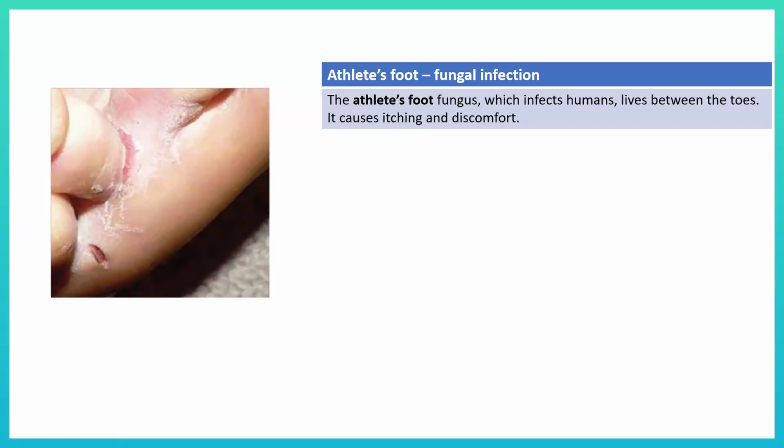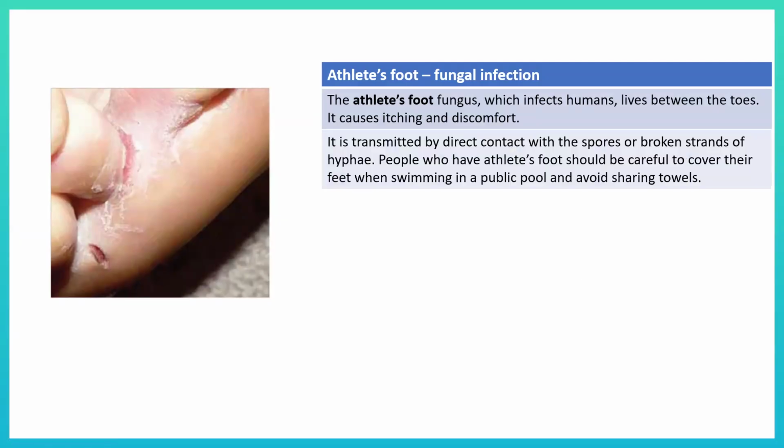So here is your example of a fungal infection. This is athlete's foot. It can be really unpleasant, actually. It's really easy to avoid, but you get it essentially from changing room floors, is the usual route for this. It lives between the toes, causes dry skin, itching, discomfort. You have to have direct contact with spores or broken strands of the hyphae. Those are parts of the fungi.